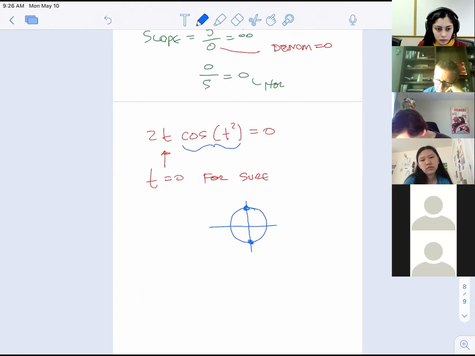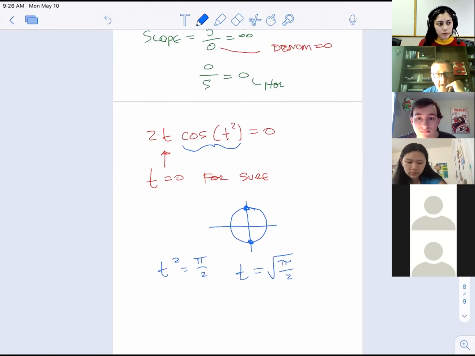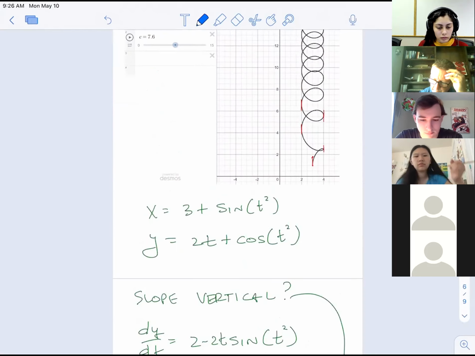So basically we could say if t squared is equal to pi over 2, which means t is equal to the square root of pi over 2, there would be a time. And by the way, that's the very first one. Do you understand that? That's the very first one. So that would be this one back here.